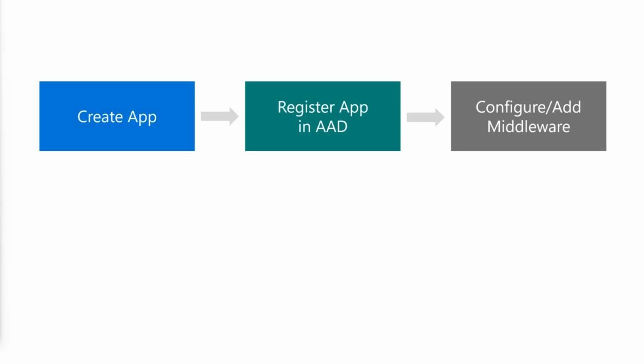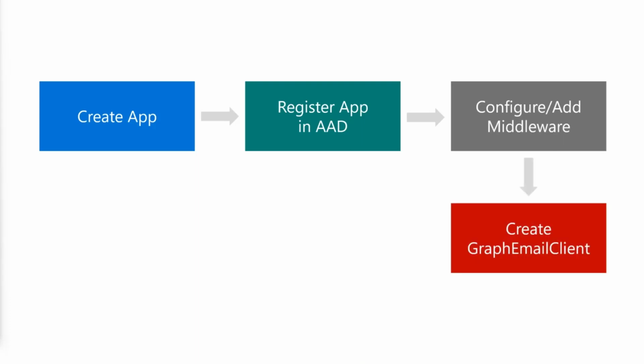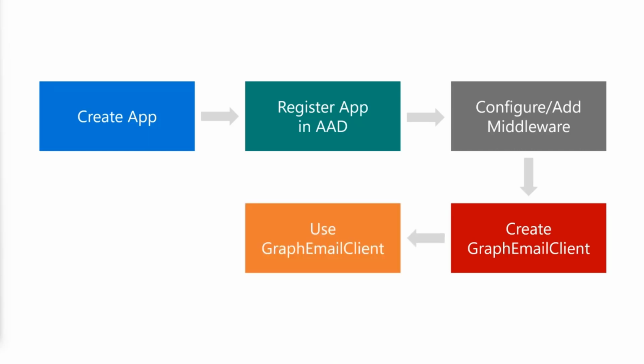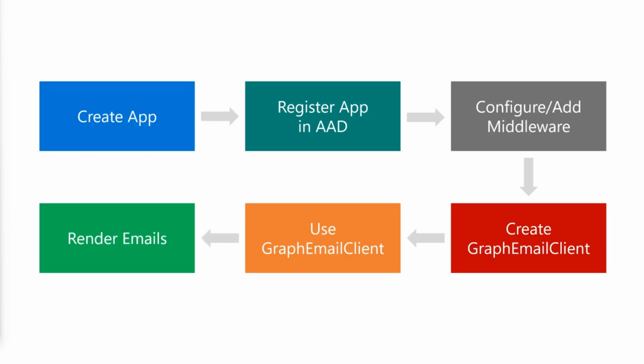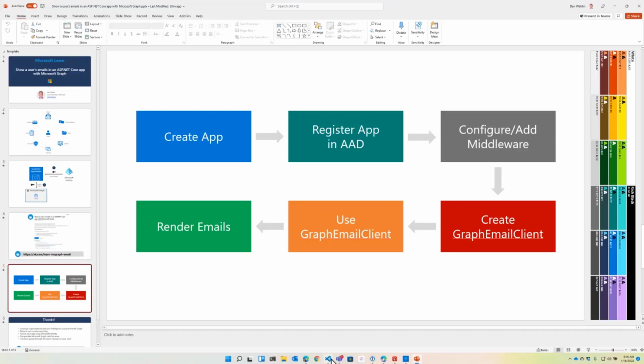Today, I'm going to focus on .NET Core, but again, it's open to pretty much any language and framework that's out there. So we're going to be talking a little bit about middleware real quick, a custom class called Graph Email Client that's part of this module for Learn. And then we're going to show how to use that to call Microsoft Graph and then ultimately render emails. So with that, let's go ahead and jump on in.